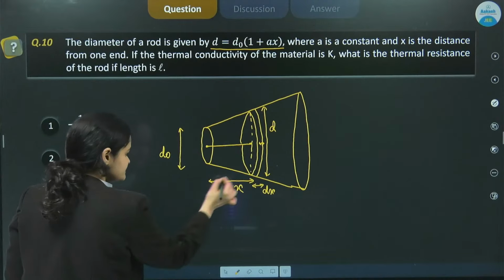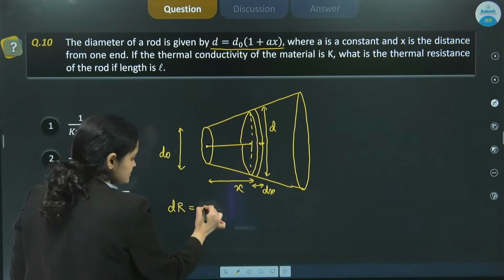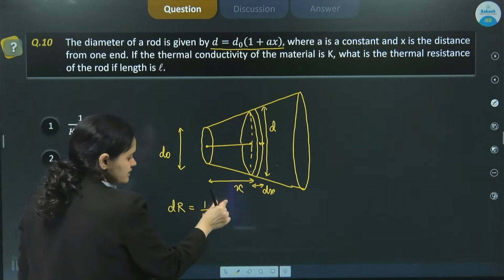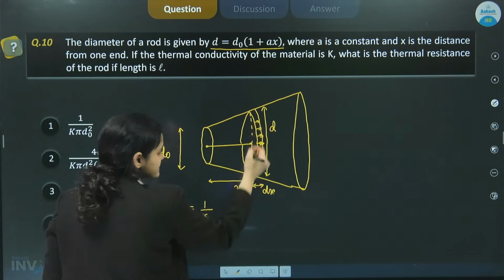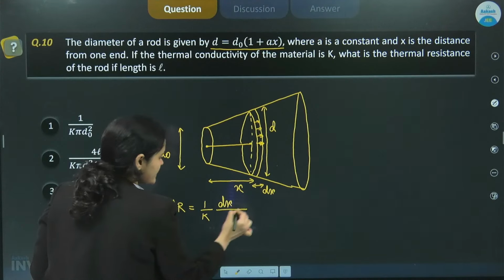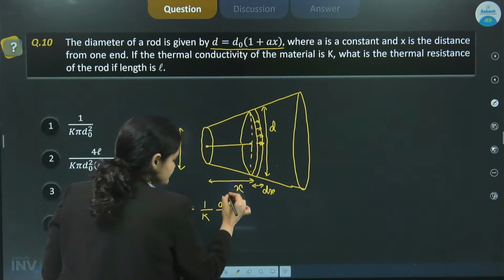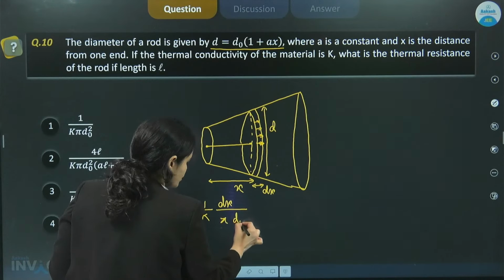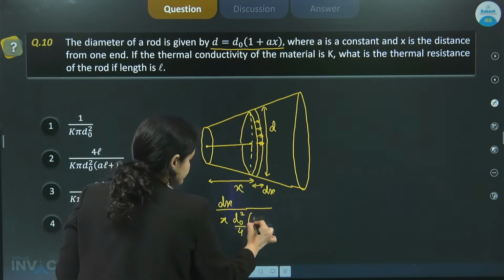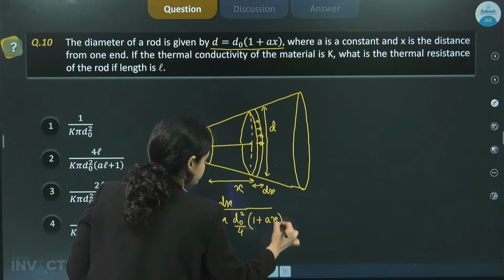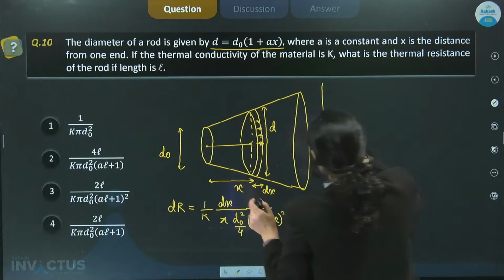For this arrangement I can write dr, the resistance of the element, as 1 upon conductivity. In the numerator we'll have the length, so that means the heat is going to flow along this length dx, divided by the area of cross section which the heat is cutting. This cross sectional area is going to be pi d naught square by 4, multiplied by 1 plus ax whole square. This is how we write the resistance of this elemental disk that we have taken.